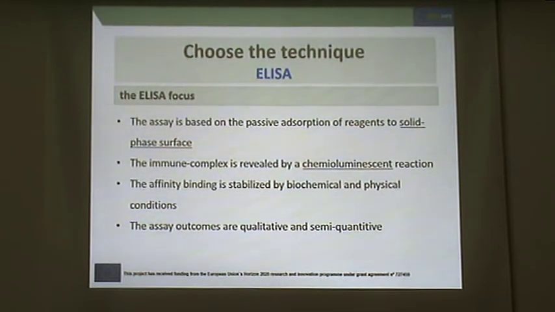By definition, the ELISA test is a solid phase surface assay, and the detection signal develops by a chemiluminescent reaction, and the results can be interpreted not only qualitatively but also in a semi-quantitative way.